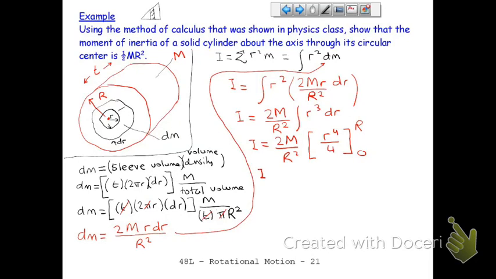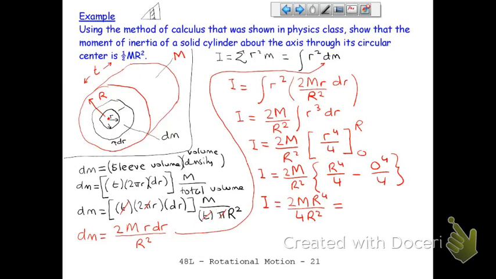And then we go, well, I is equal to 2m over big R squared. And then it's just big R to the 4th over 4 minus 0 to the 4th over 4. So I is equal to 2m R to the 4th over 4R squared, which equals 1/2 m big R squared. And there's our expression.